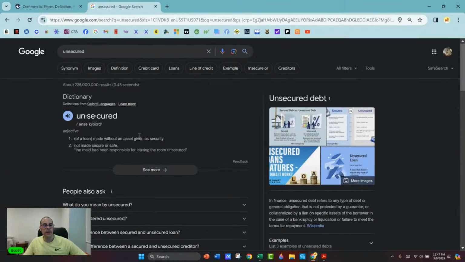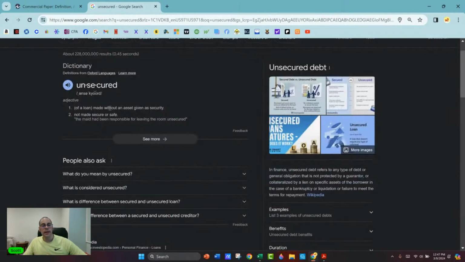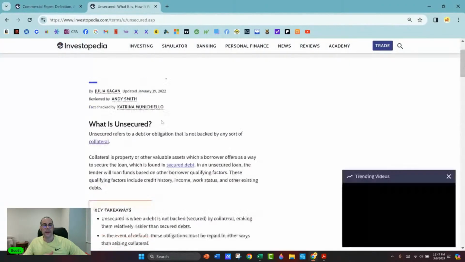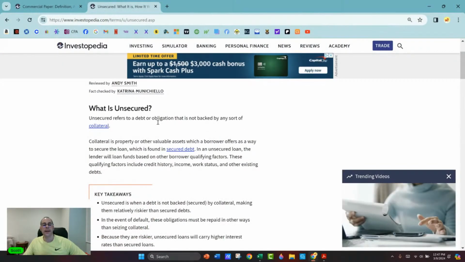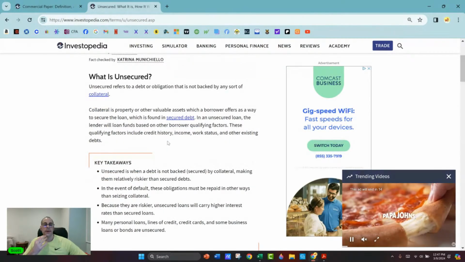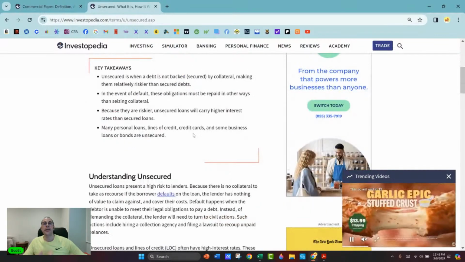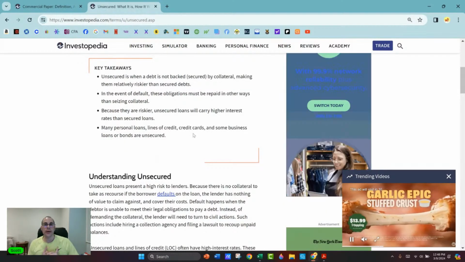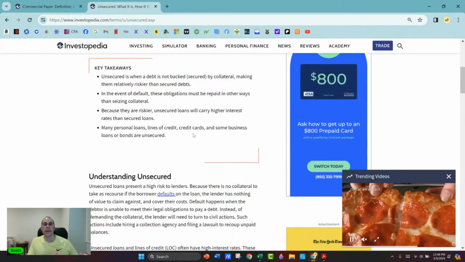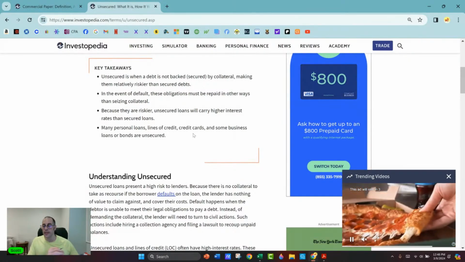What does that mean? And then you link, okay, it's made without an asset given as security. It's a little vague. If you want, unsecured refers to debt or obligation that is not backed by any collateral. But once you read more, then you start to see examples. So unsecured debt is a credit card because there's nothing backing the debt. If you default, the credit card company can't take anything. They could just hurt your credit score.